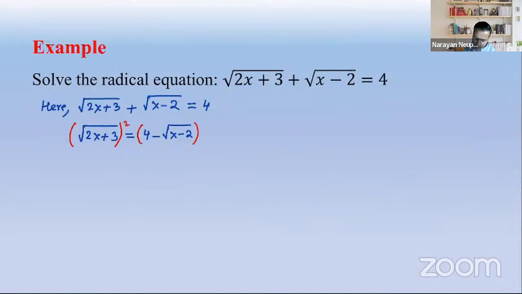Everybody look at the board now on the screen. On the left, square and square root cancel. We get 2x plus 3. But on the right-hand side, we have 4 minus square root of x minus 2 quantity squared. The meaning of that is 4 minus square root of x minus 2 times 4 minus square root of x minus 2. We have 2 of them. That is the meaning of that.